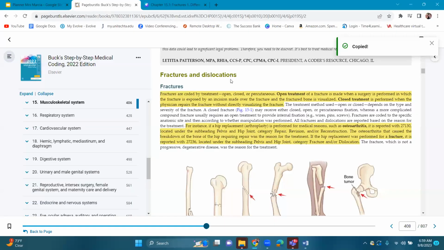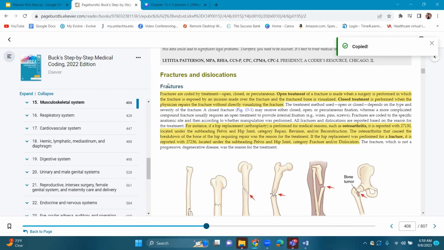Today we're actually going to do your daily dose straight in your textbook. We're going to be going over fractures and dislocations. It's found on page 408 of my textbook and hopefully your textbook. Let's read, and I'm only going to be reading these highlighted areas. We're going to be paying close attention to these key terms that are in bold.